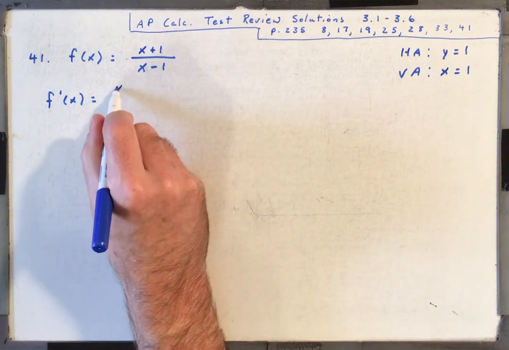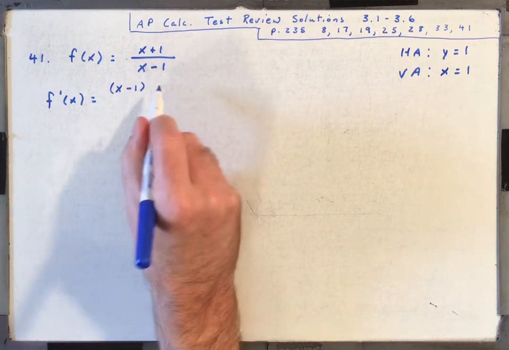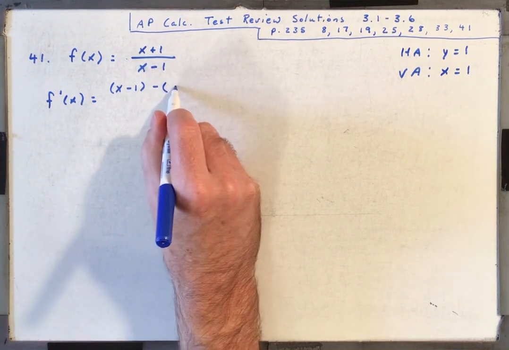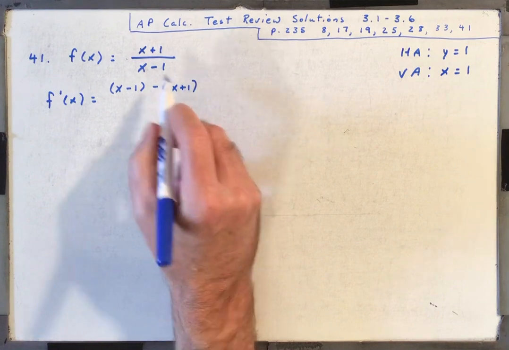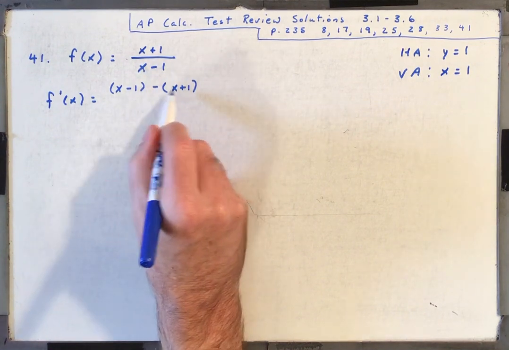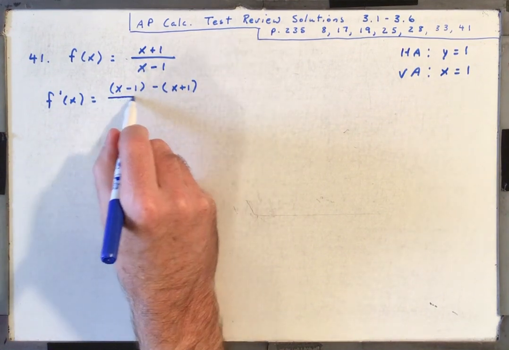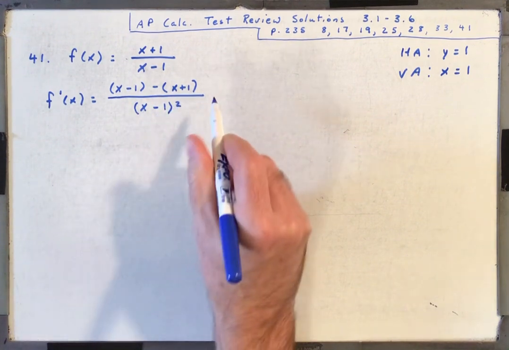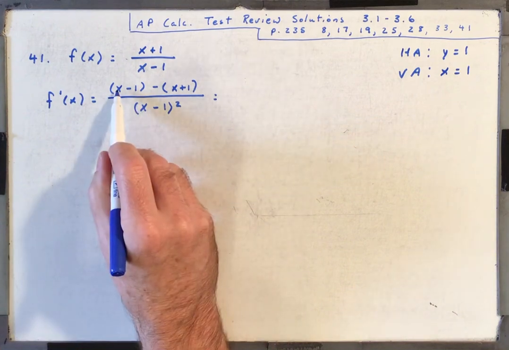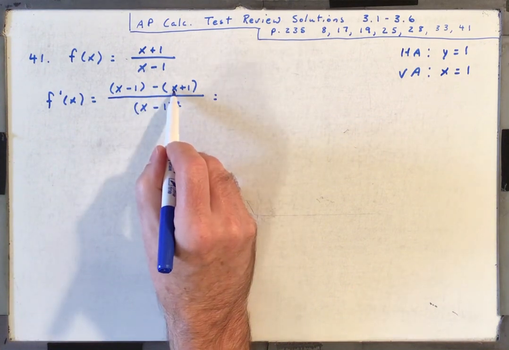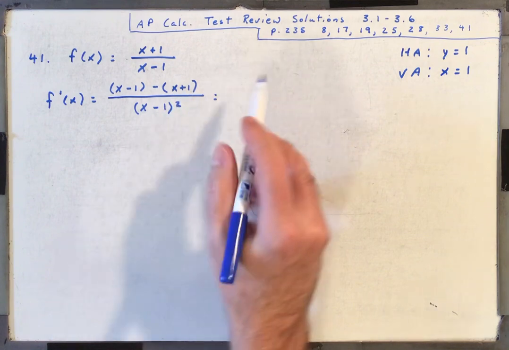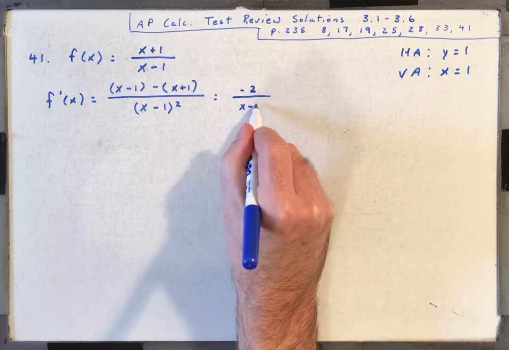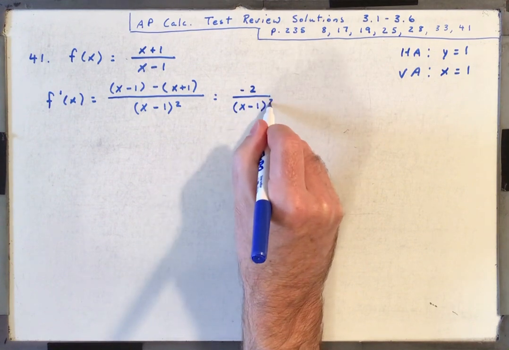So it's the bottom, x minus 1, times the derivative of the top, which is 1, minus the top, x plus 1, times the derivative of the bottom, which is 1. Important to put the parentheses around that. All over x minus 1, all squared. So cleaning that up, that's x minus x, so the x's go away. Negative 1 minus 1, that's negative 2 over x minus 1 all squared.